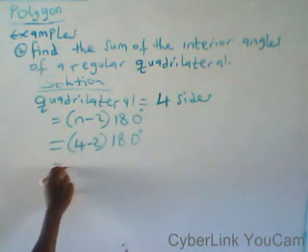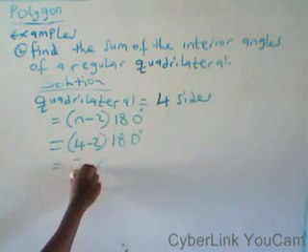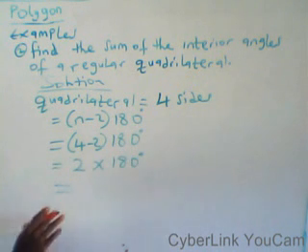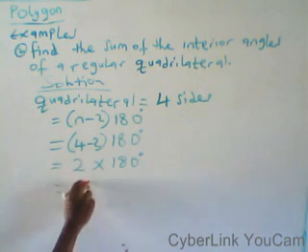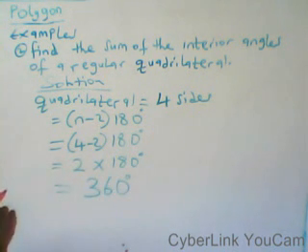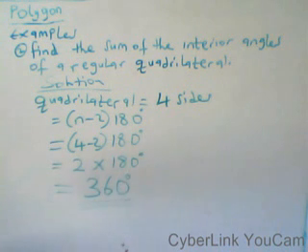Then 4 minus 2 is equal to what? 4 minus 2 is equal to 2, times 180 degrees. At the end of the day, our final answer here will give us 360 degrees. 360 degrees.